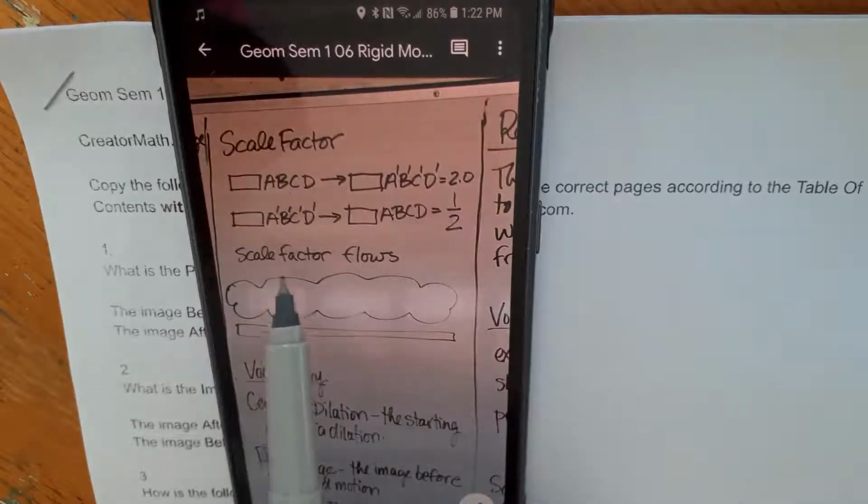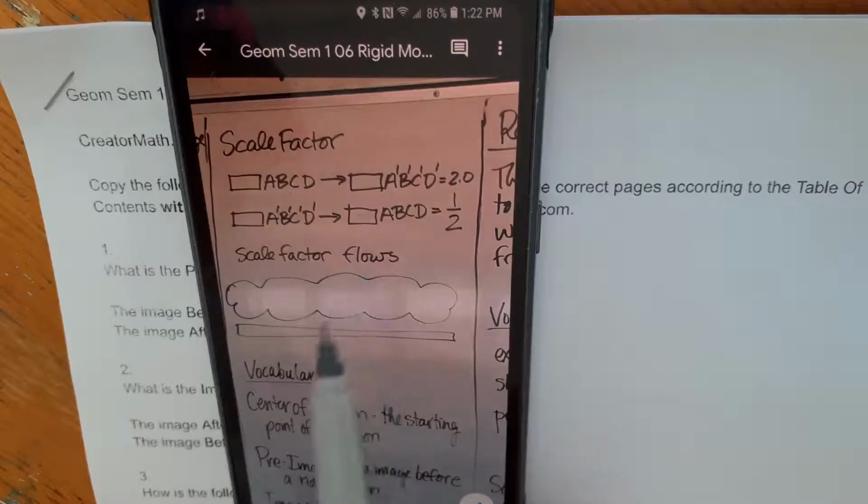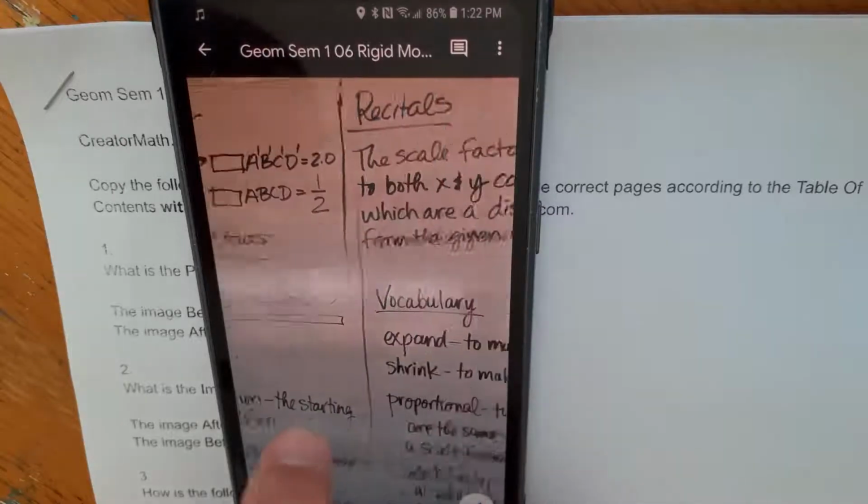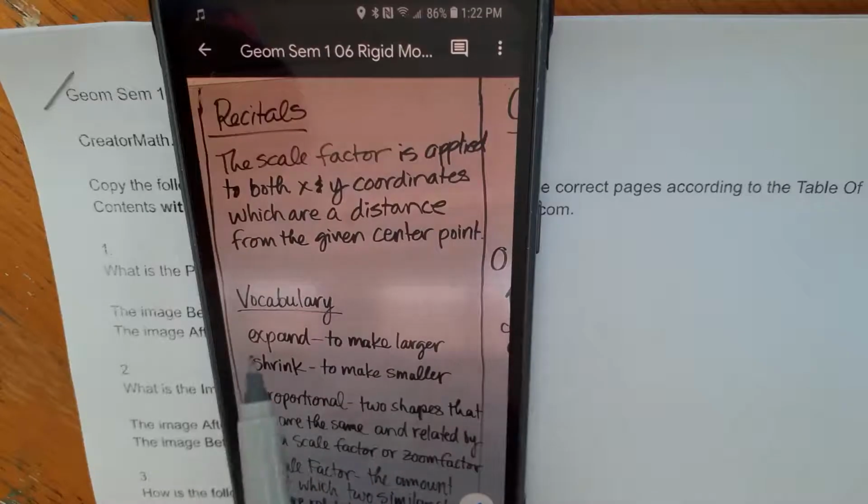All right. Let's see, scale factor flows. I'm not sure what that is, to be honest with you. Let's see, center of dilation: the starting point of the dilation. Pre-image is the one before. Image is the one after it has been dilated. Expand is to make larger. Shrink is to make smaller.